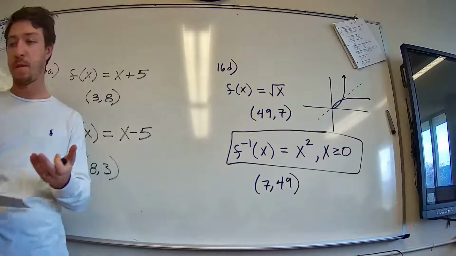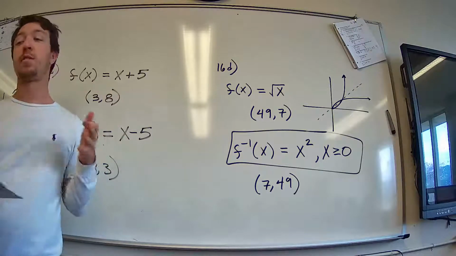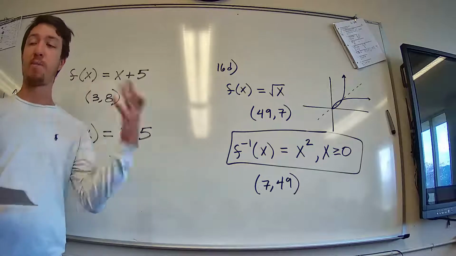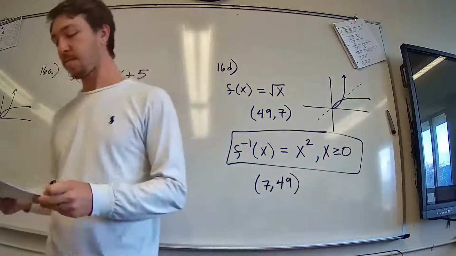How about F? Yes, F is very similar to D. Your inverse is just fourth powering the number, then you've got to put that domain restriction on there so that it works.